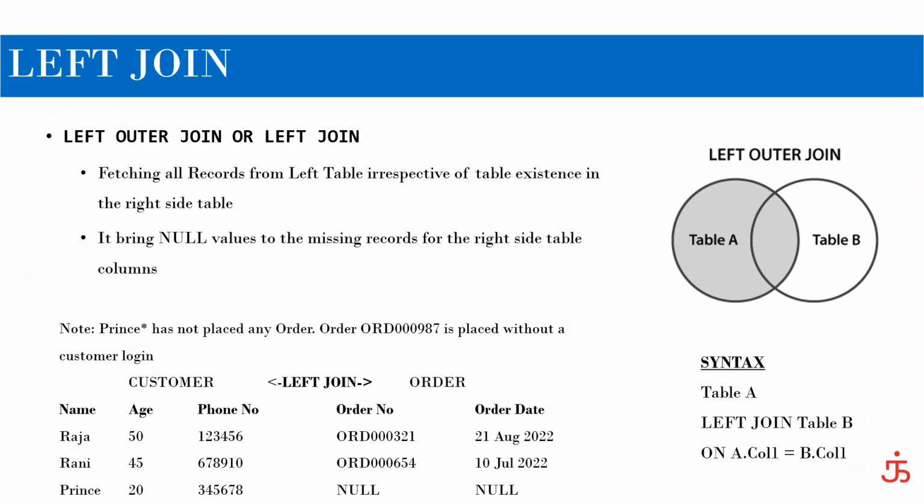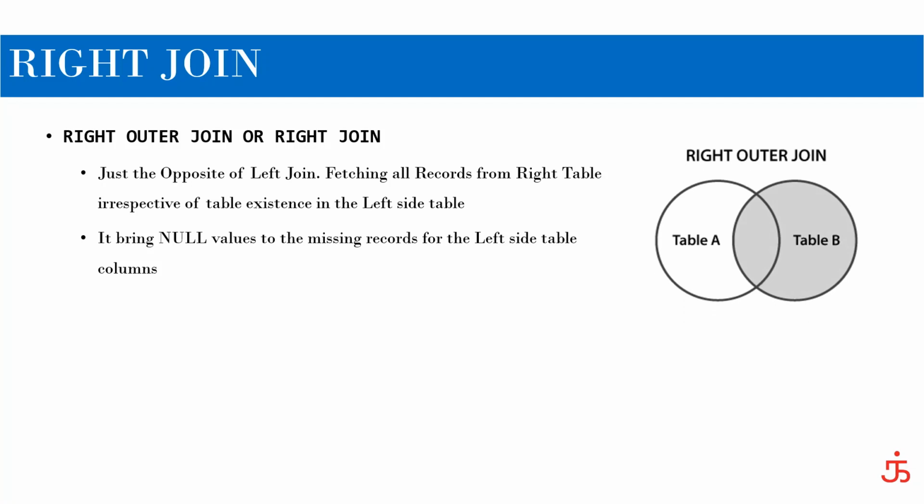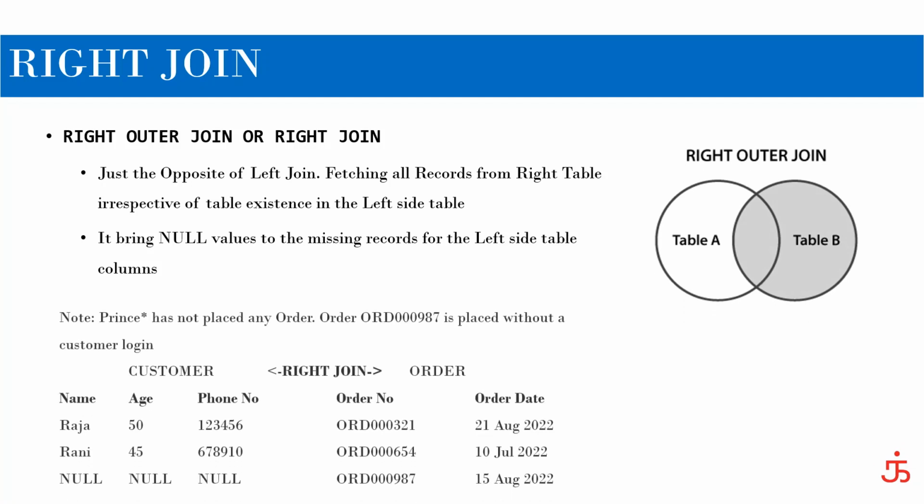That is for left outer join. The right join is exactly the opposite of the left outer join. It will fetch all the records from the right side table irrespective of the record existence in the left side table. Okay, so it will bring values from the left side table for the matching records, and for the missing records it is going to bring null.